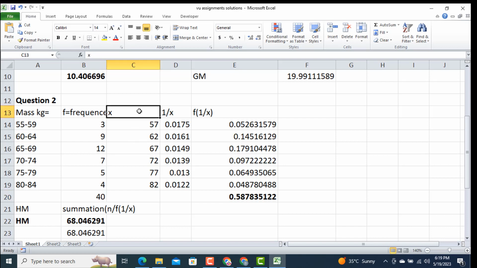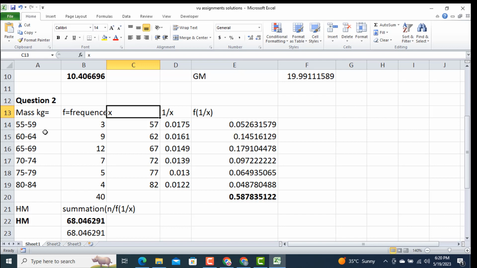How will I get this? This is the x value. The x value is obtained by adding the lower limit of this class plus 59, divided by 2. In this way I am going to get the x values. In other words, you can say that the x value is the midpoint of each class boundary, class interval, or class group.